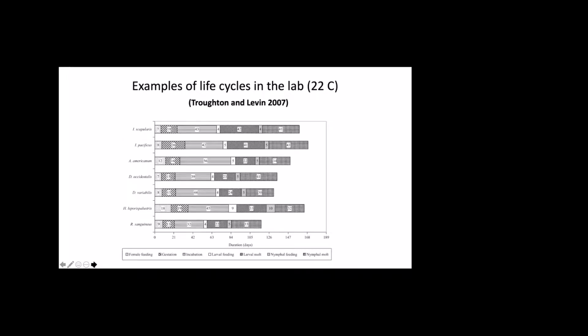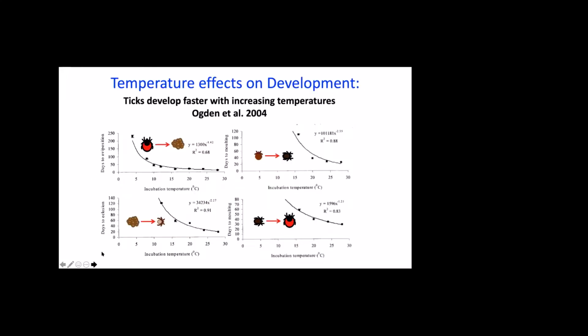Here, let me see for a second. Sorry, I think this was supposed to be earlier. This is how temperature affects development, from Ogden et al., 2004. These are laboratory experiments, with increasing temperature on the x-axis, and on the y-axis the days to development for the different stages.